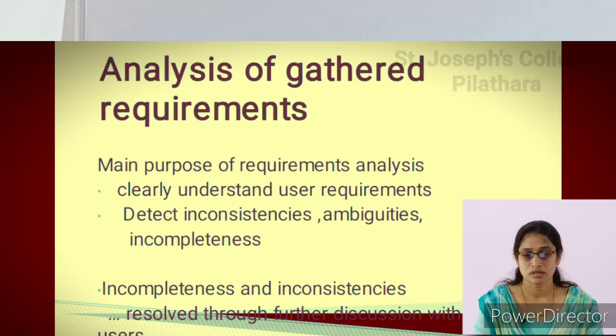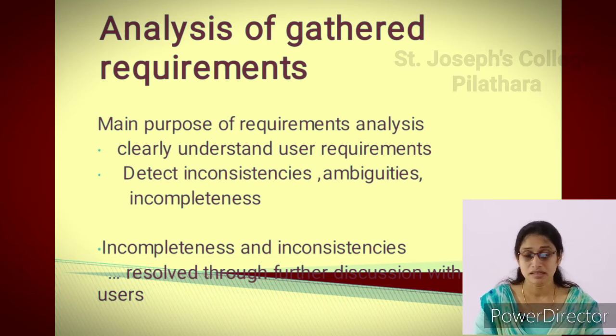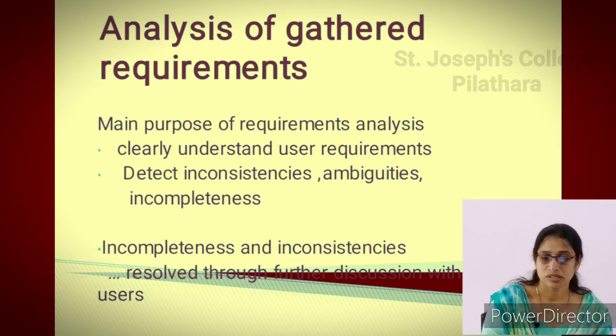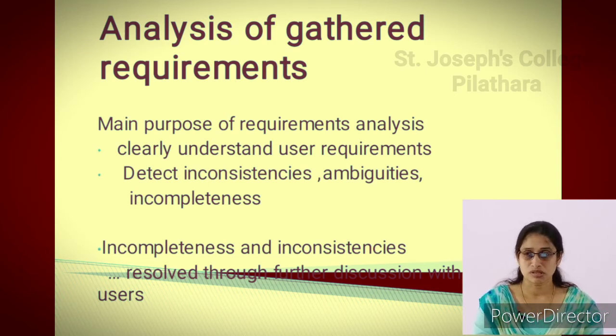In the last lecture, we discussed the various steps included in requirements analysis and specification. Now, we will move to the next topic: how to do the specification of the document. Let us look at the analysis of the gathered requirements. This is the second task in the requirements process.